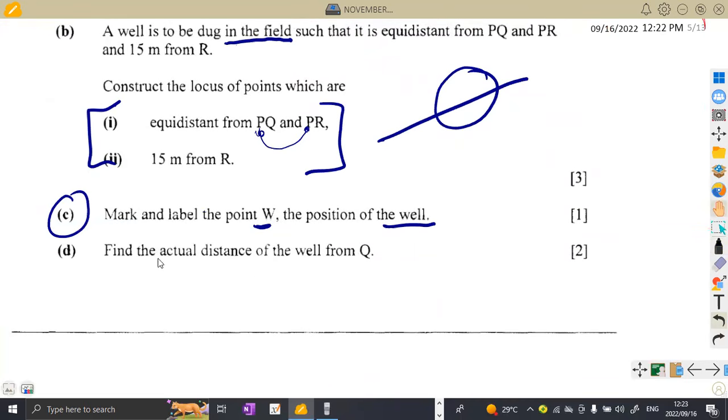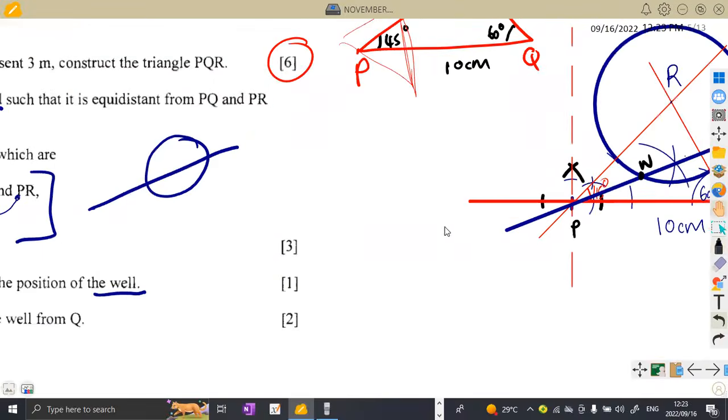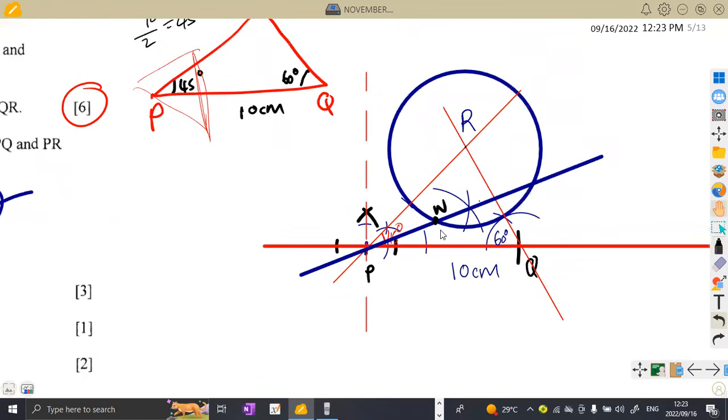So you have to measure. We need the actual distance, but from our diagram, we do not have the actual distance. Why? Because our diagram is in centimeters. So you measure first in centimeters, then whatever you get, you multiply by 3. So it's the distance of the well.